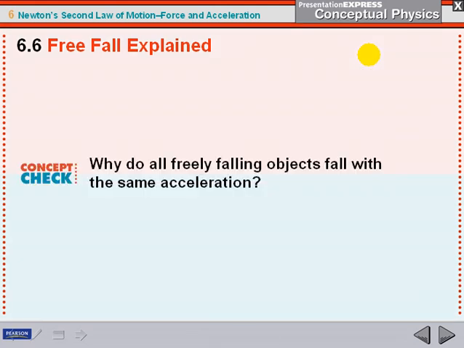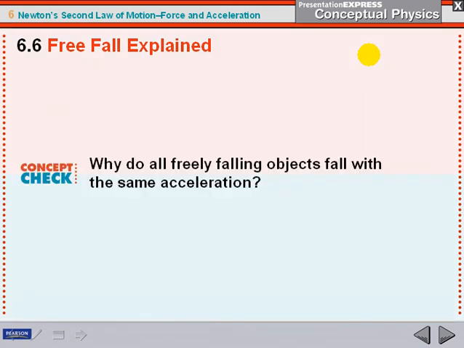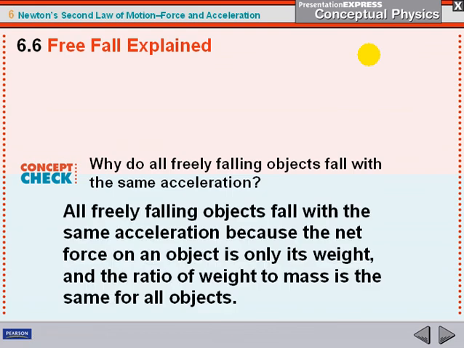So here's another picture of Galileo. This is on an old Italian banknote, and you can see there's a picture of Galileo, and also a picture of the Leaning Tower of Pisa, and that's how important he figured, and this event figured into history. So why do all freely falling objects fall with the same acceleration? They all fall with the same acceleration because the net force on the object is only its weight, and the ratio of weight to mass is the same for all objects.